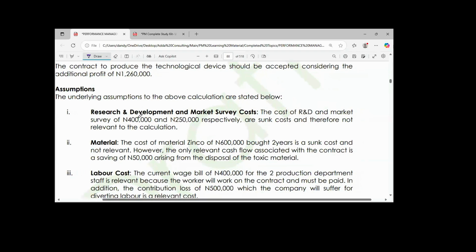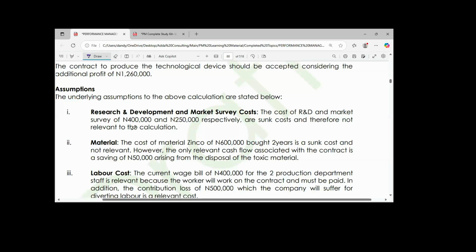So the cost of R&D and the market survey of 400,000 and 250,000 respectively are sunk costs and therefore not relevant to the calculation. That's our assumption on the first one. The second one is on material Zinco. That material Zinco of 600,000 naira, we are told was bought 2 years ago. Again, that's a past cost, a sunk cost, and therefore not relevant.